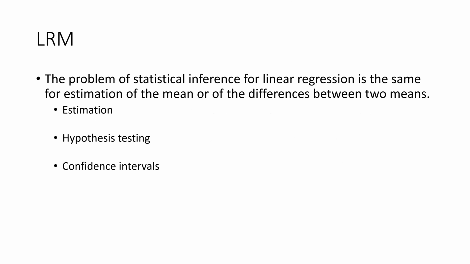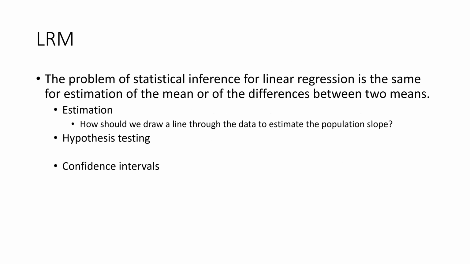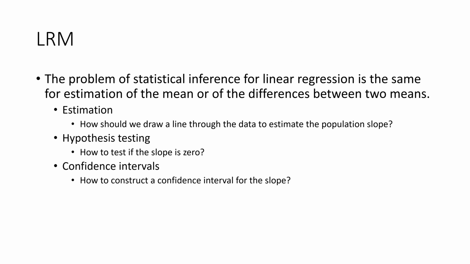So with that, the problem of statistical inference for linear regression is the same, right? We're going to look at how do we draw a straight line, and I'm going to show you this here in a minute, through the data to estimate the population slope. How do we test if the slope is 0, and how do we construct confidence intervals? So this is pretty much what we've just done. This is just going to allow us to build on and continue to add additional variables into our analysis.